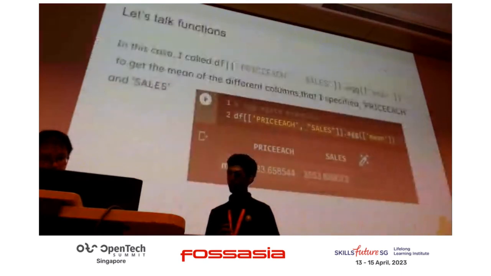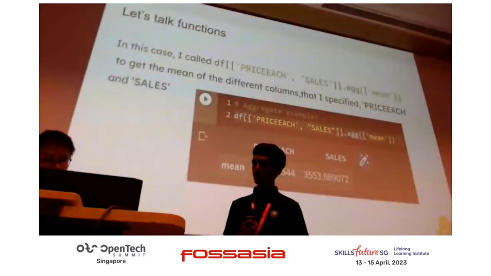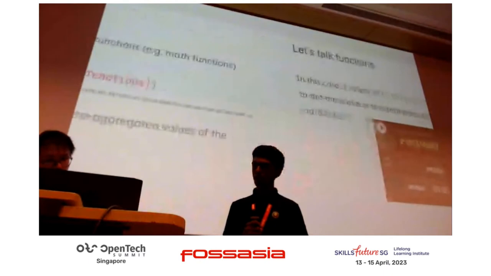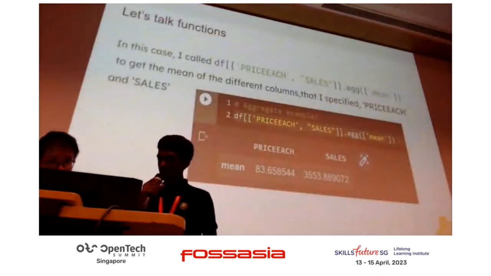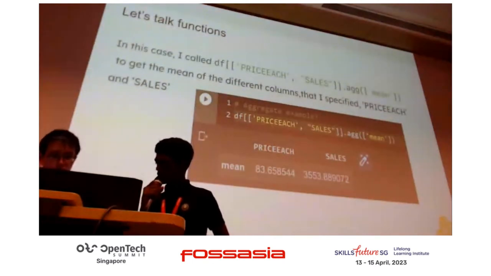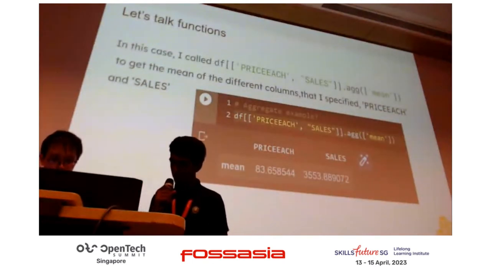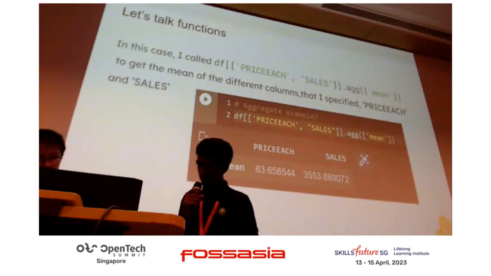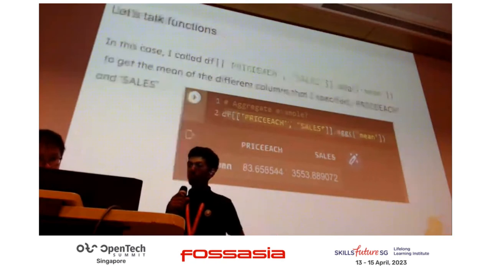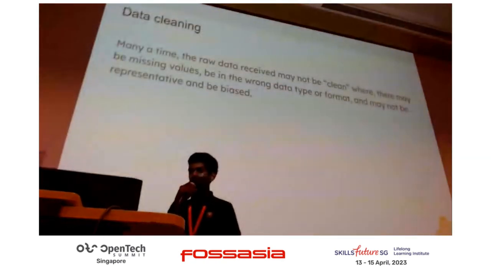So in this example here, I just call mean. You don't even need to put the data frame, because it's df.agg. In this case I just call df price each and sales. Basically, what this does is aggregate the function mean over these two columns, which are price each and sales. So it will just compute the mean here. Okay.